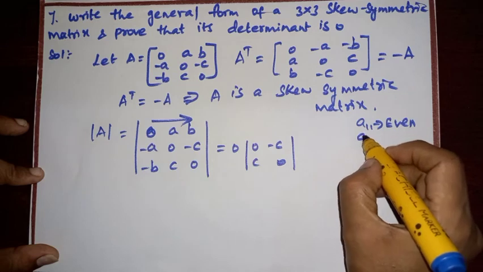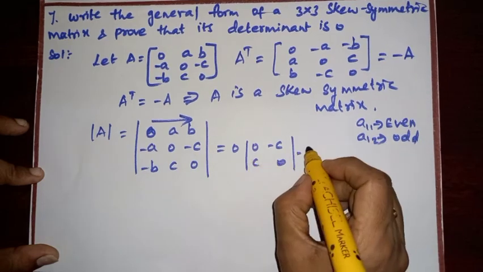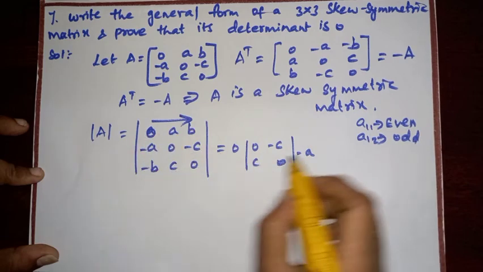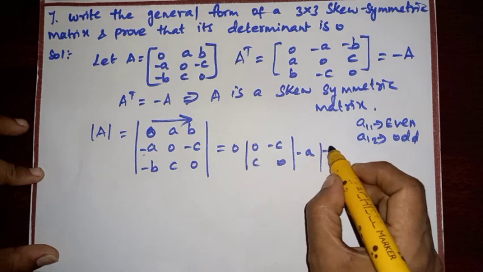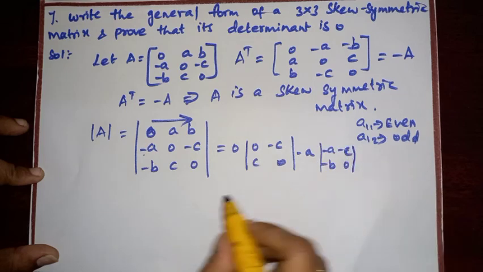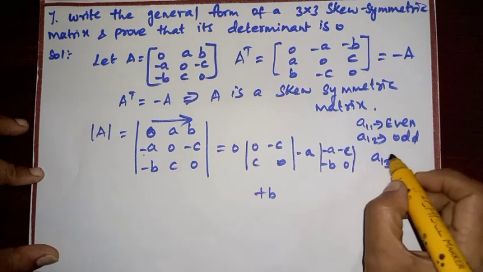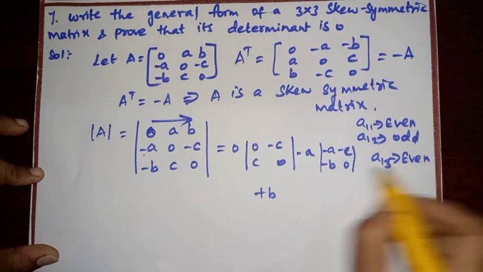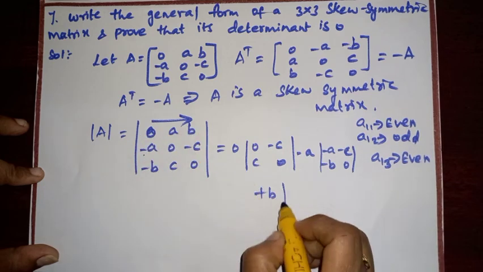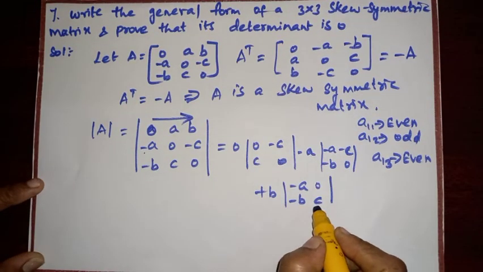a is in 1, 2, which is odd. So you will get minus of a. It's in the place of 1, 2. Delete first row and second column. Then we have minus a, c, minus b, 0. Plus b, because b is in 1, 3, which is even. So we have to use plus b. Delete first row and third column. Then we have minus a, 0, minus b, minus c.